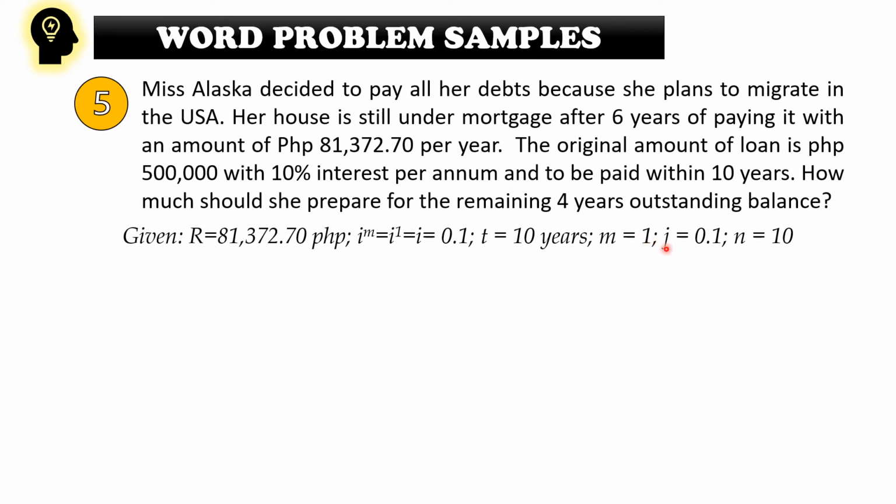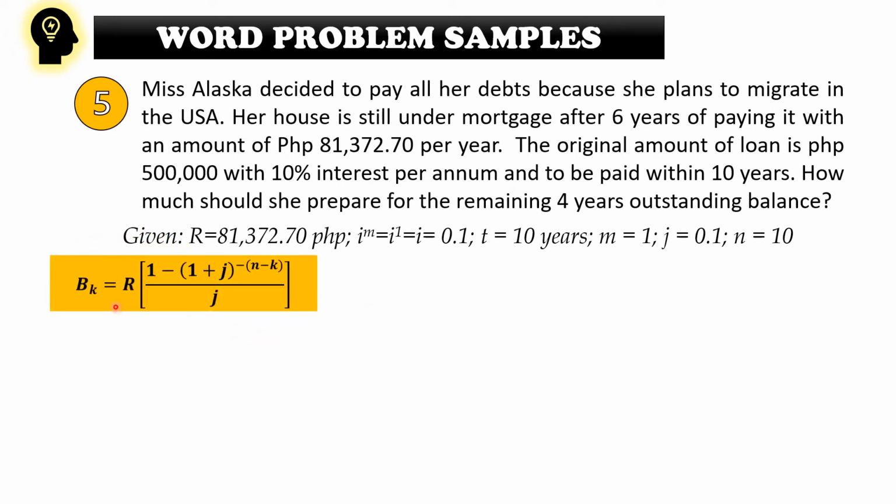And then J natin, since that is per year, is only equal to 0.1. And then N, the total number of payments, since that is for 10 years, the term of loan, that is by multiplying the time T, which is 10, times M, which is 1. 10 times 1, that is 10. So, ibig sabihin, 10 payments lang ang kanyang gagawin within 10 years. Okay, hahanapin dito ang kanyang outstanding balance. So, same as problem number 4, we have to use this formula.